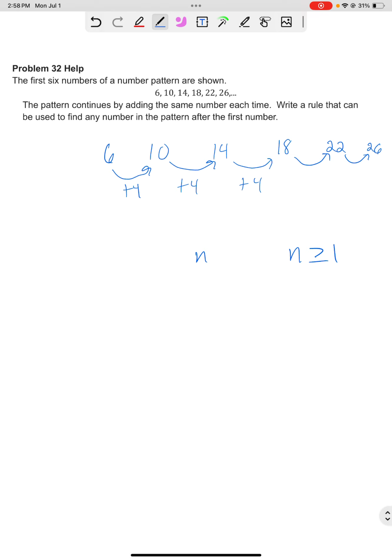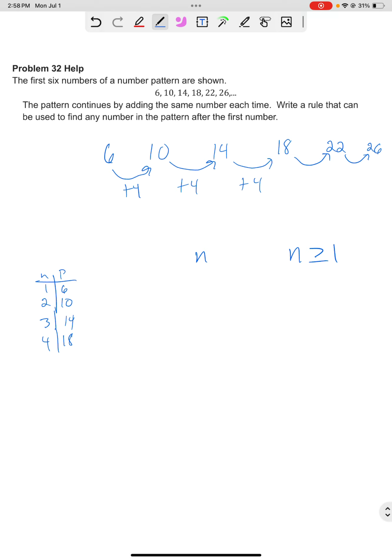So you could maybe think about creating a table, right? If n is 1, I want to be at 6. We'll just call this P for pattern. If n is 2, I want to be at 10. If n is 3, I want to be at 14. If n is 4, I want to be at 18. You can just keep on going. And whatever the rule is, we need to check it against this table that we've created.